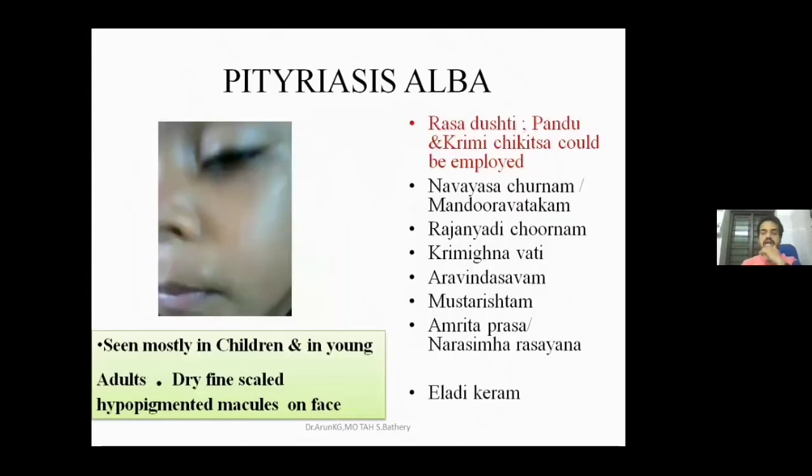Then pityriasis alba is seen in patients whose allergic history is there. So it's a part of atopy. It is seen mostly in children and young adults, with dry, fine scale hypopigmented macules on the face. Here, we have to consider Rasadushti and Krimigna medicines we have to do.